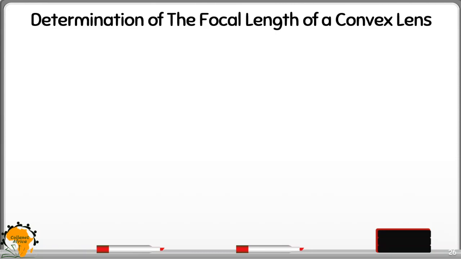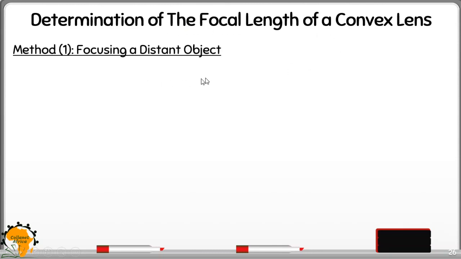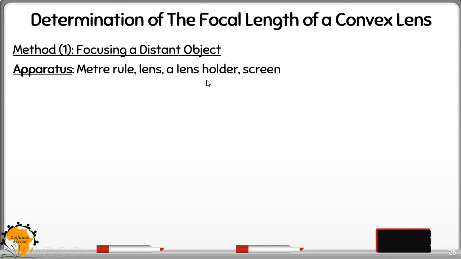Welcome to today's lesson. We are going to look at determination of the focal length of a convex lens. Method 1, we are focusing a distant object. We have the apparatus needed: a meter rule, a lens, a lens holder, and a screen.